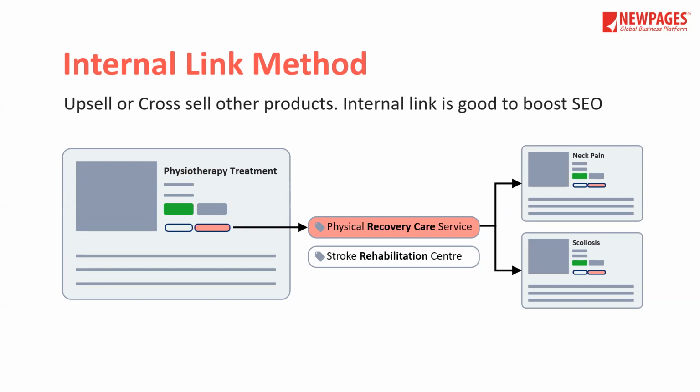I repeat it. In order for the same group of products but different categories to fall under the same product tag page, the page must have the same product tag. That's the reason why I highlighted in pink color. That means under the neck pain page, they also must have this physical recovery care service, and under the scoliosis page, it also must have this physical recovery care service in order for them to appear under the same list.